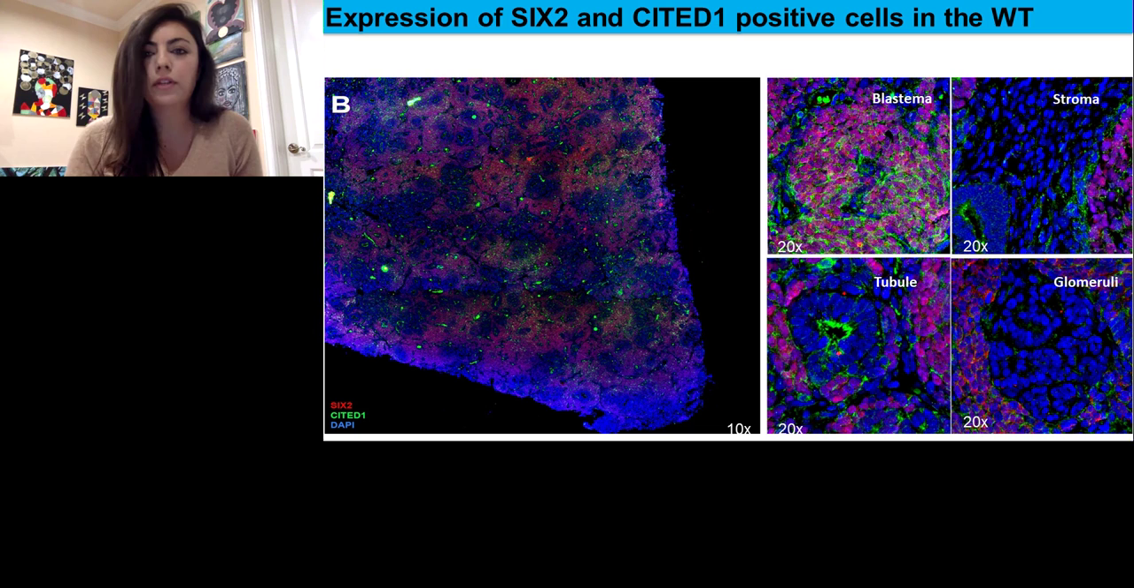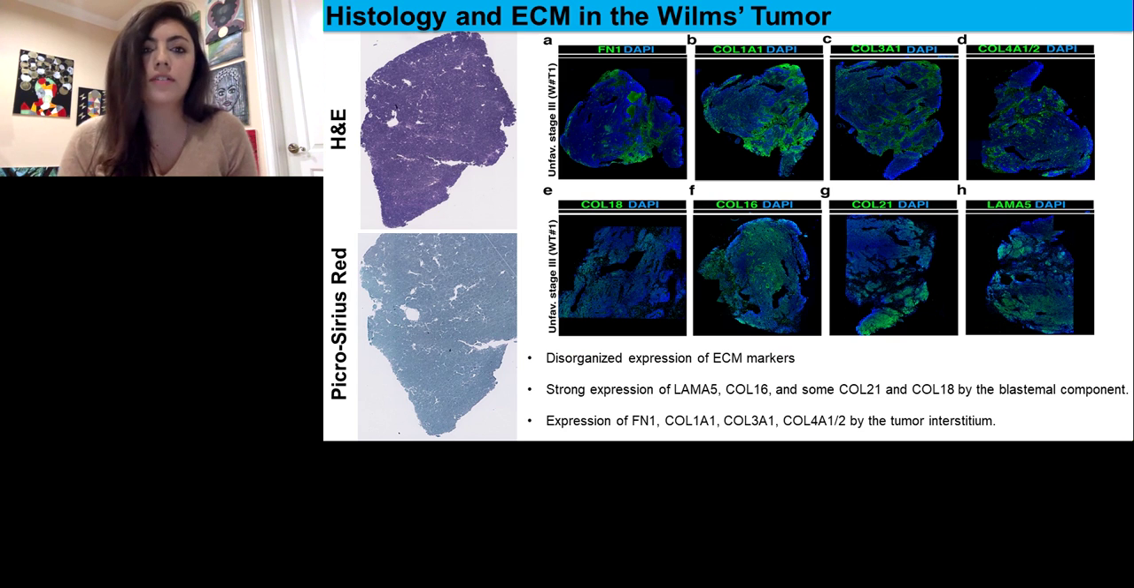So next, what we wanted to do, just to grasp a general concept, was to look at the extracellular matrix composition of the Wilms tumor. First, we wanted to look at the histology, and we did, again, H&E and picrosirius red staining. And we could see that, unlike the human fetal kidney, it is a disorganized mesh of cells. And in particular, this tumor had a lot of blastema. That is why it has a lot of these uncharacterized structures.